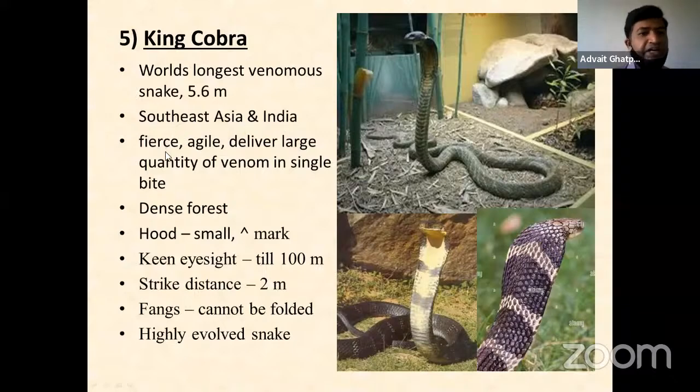It is fierce, aggressive असतात ते, agile आणि अतिशय चपळ असतात. Delivers large quantity of venom in single bite. एका बाईट मध्ये मॅक्झिमम वेनम ते इंजेक्ट करू शकतात. Generally occur in dense forest and they are having inverted V mark on their hood. पुढच्या बॅक साइडला काय आहे, इन्व्हर्टेड व्ही मार्क.